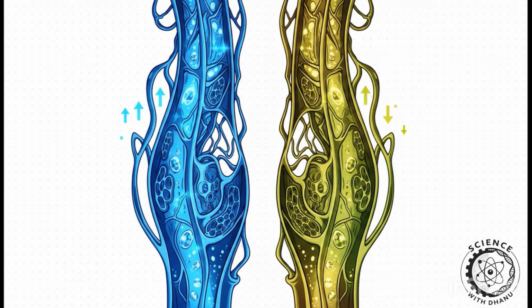And then you get to the complex tissues, which are basically the plant's highway system. It's a two-way street. The xylem is a set of pipes that pulls water and minerals up from the roots to the leaves.